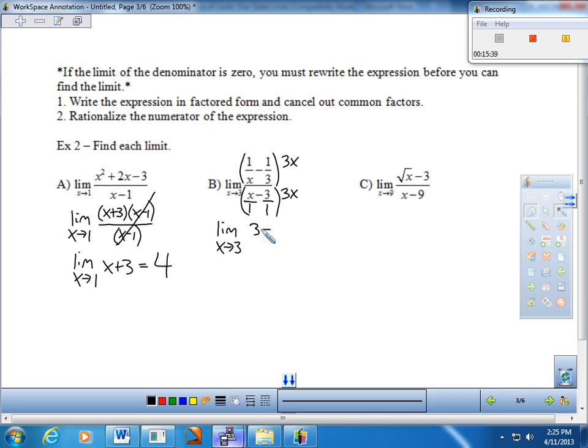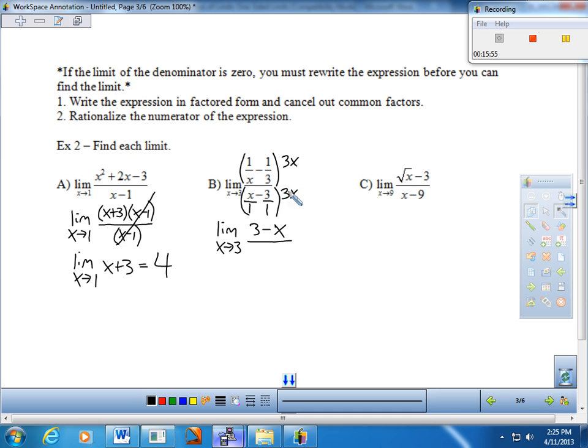Bring it down. Good. Now I repeat. This distributes into this fraction right here. What happens to the 3's? 1 on top, 1 on bottom. 3's cancel. And I have a 1 times the x, which is just x. It's a great, effective way to clean out compound fractions.